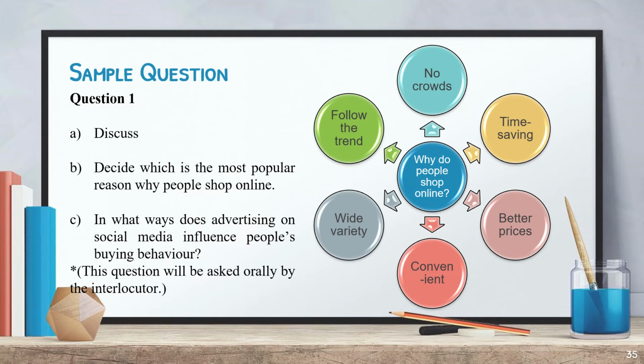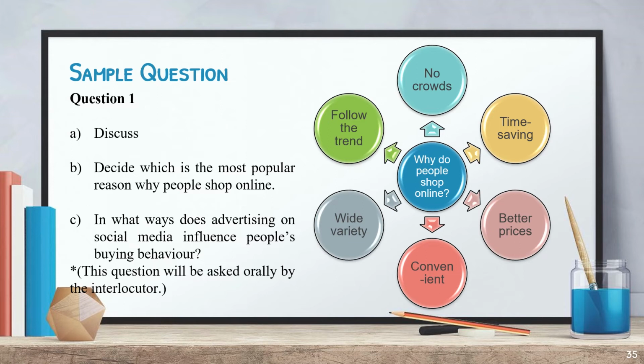on the same topic. So here you can see in C, in what ways does advertising on social media influence people's buying behavior? So this is a little bit broader in the sense that it's an open question. There are no points given for you. You have to think about it and then explain. So you need to understand what advertising is and how it influences people's buying behavior.